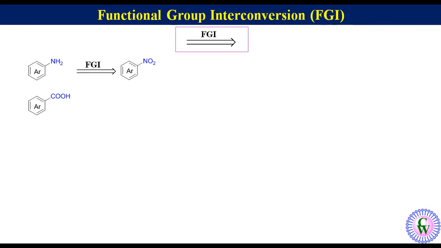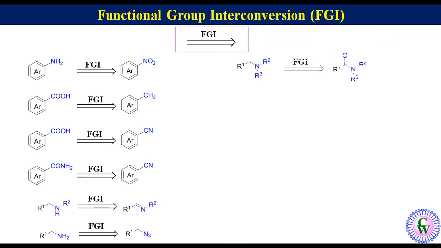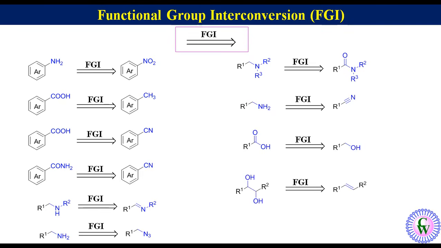Replacing aromatic carboxylic acid group with aromatic methyl, carboxylic acid with nitrile, primary amide with nitrile, amine with imine, primary amine with azide, amine with amide, amine with nitrile, carboxylic acid with alcohol, diol with alkene, keto with alcohol, etc.